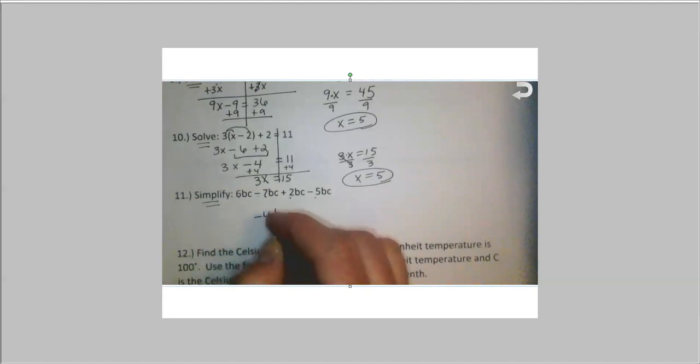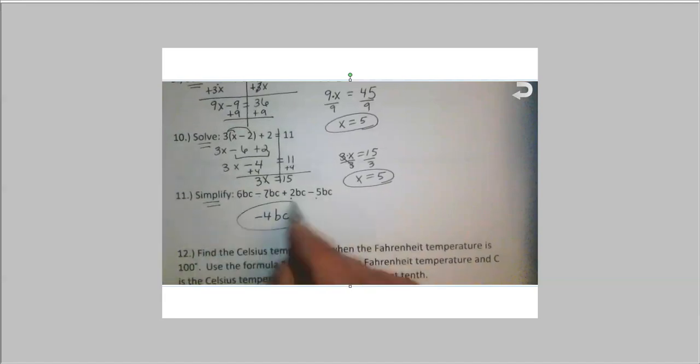When you combine like terms, your variables, your exponents for those variables are staying the same. You're only adding or subtracting those coefficients out front. 6 minus 7 plus 2 minus 5. That gives me a negative 4. But you'll keep the same variables.